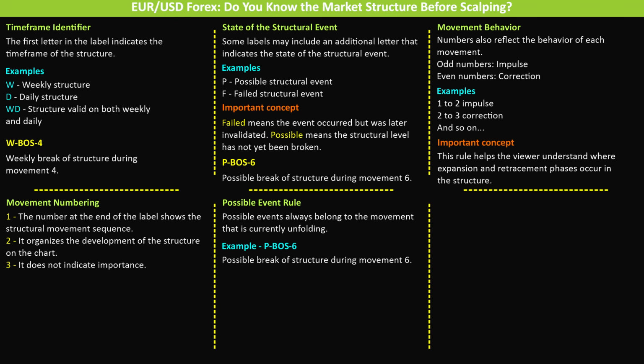A change of character shows a shift in control during a movement, and a break of structure always refers to the level being broken, not the order of the event. Possible labels do not mean the event needs confirmation, but rather that the event has not happened yet and could occur at that level. In contrast, a change of character, once formed, does require confirmation through a break of structure that follows it. For confirmation, the market must complete the sequence of impulse, retracement, and then a new impulse breaking structure. So when reading the chart, focus on how each movement connects from one numbered level to the next.